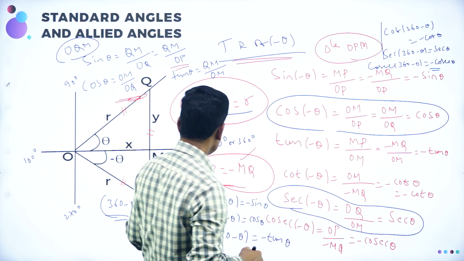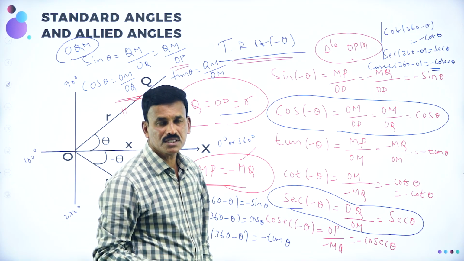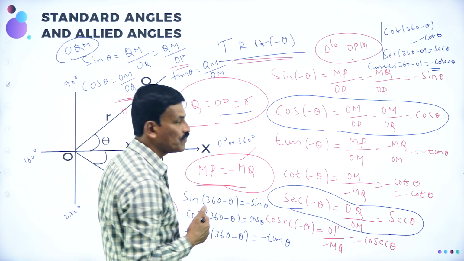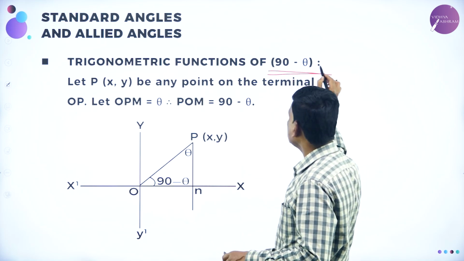So, cos is positive and secant is positive, and in all other ratios it is negative. Hope you followed. Now, let us come to the trigonometrical ratios of 90 minus theta.